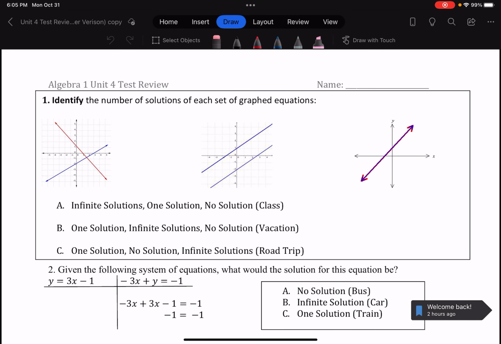Hey guys, we're going to be looking at the Unit 4 test review, and I'm actually going to be looking at the multiple choice version of this. There's also a short answer version of this. Both are posted in It's Learning. But let's go through this.